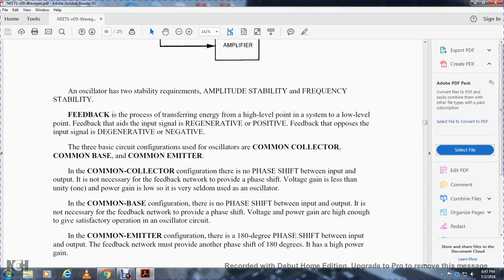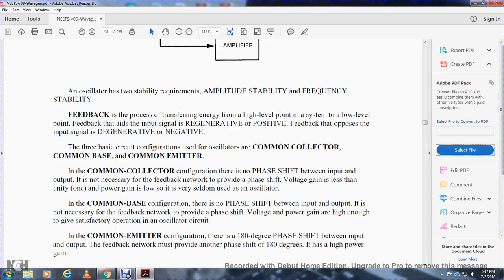Feedback is the process of transferring energy from a high-level point of the system to a low-level point. Feedback that aids the input signal is regenerative, while feedback that opposes the input signal is degenerative, or negative. The three basic circuit configurations for the oscillator are common collector, common base, and common emitter.